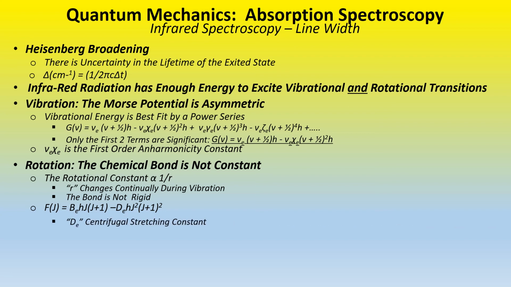Once again, the math has physical reality. The second order term, D subscript e, is called the centrifugal stretching constant. It is essentially the bond dissociation energy. A chemical bond is not rigid. As it vibrates, it stretches, and like a rubber band, there will come a point where you cannot stretch it anymore, and it simply snaps. That is the bond dissociation energy and the centrifugal stretching constant for any given bond.